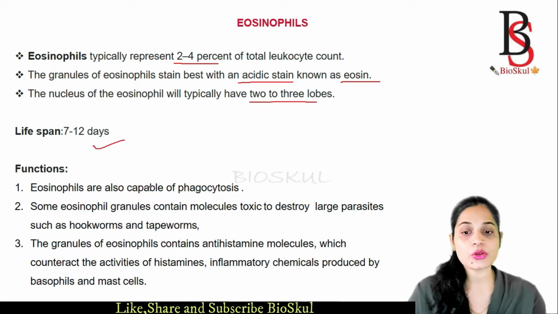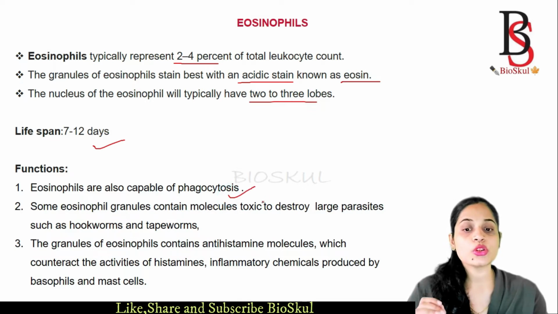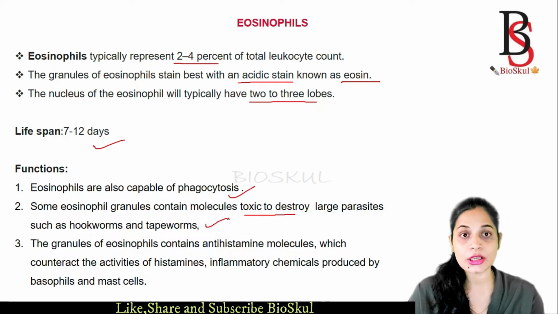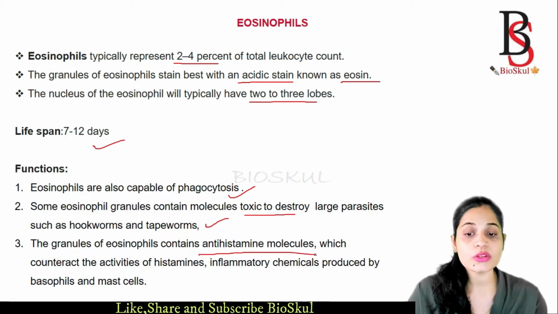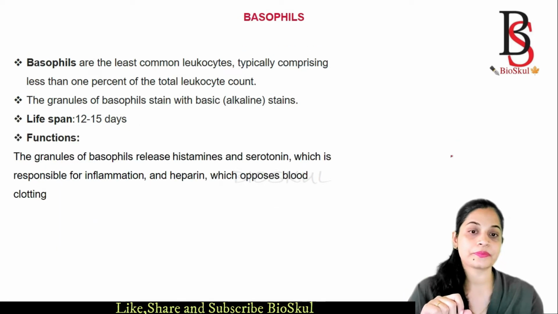What are the functions of eosinophils? These are also capable of phagocytosis. Some eosinophil granules contain molecules toxic enough to destroy large parasitic worms like hookworms and tapeworms. Eosinophils can kill parasitic worms. The granules of eosinophils also contain antihistamine molecules which counteract the activities of histamines, the inflammatory chemicals produced by basophils and mast cells.